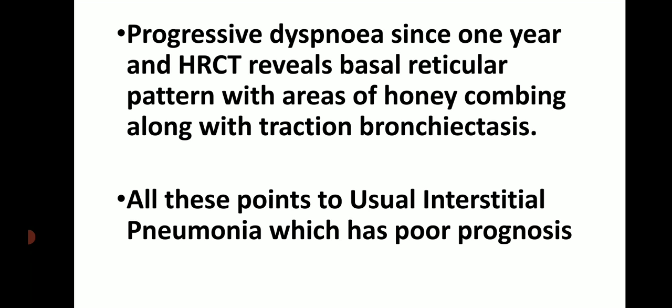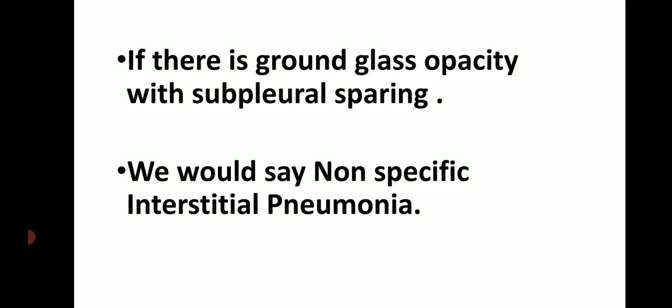Progressive dyspnea since 1 year, and HRCT reveals basal reticular pattern with areas of honeycombing along with traction bronchiectasis. All these point to usual interstitial pneumonia, which has poor prognosis. If there is ground glass opacity with subpleural sparing, we would say non-specific interstitial pneumonia.